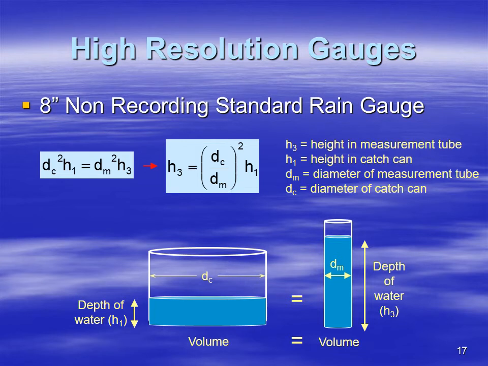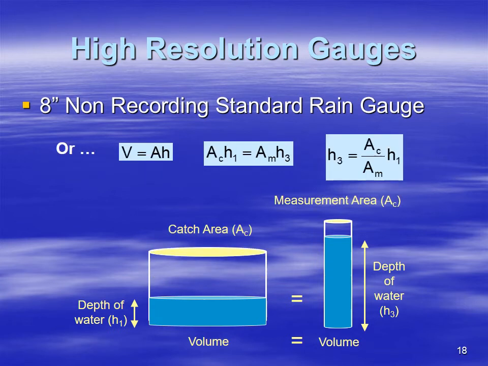Let's say that, in the catch tube, in the big catch area, the big can, we have 1 inch of water. If we take the ratios of the diameters of the tubes, for the catch area, that was 8 inches. The diameter of the measuring tube, we're not sure. But if we knew it, we can come up with the height for 1 inch of water, believe it or not. So that's the math behind the high-resolution standard rain gauge.